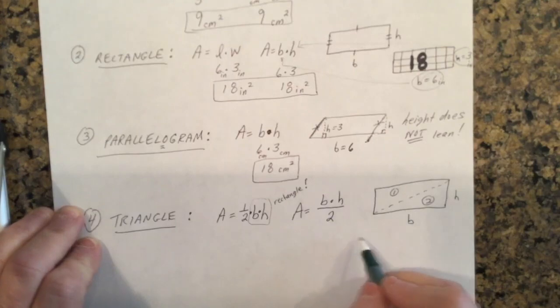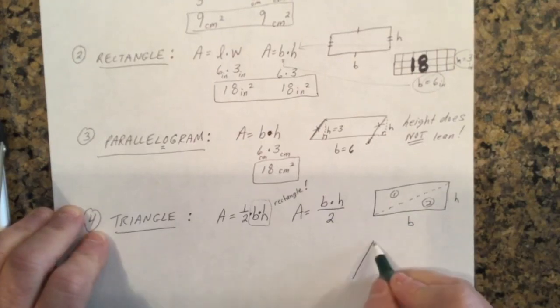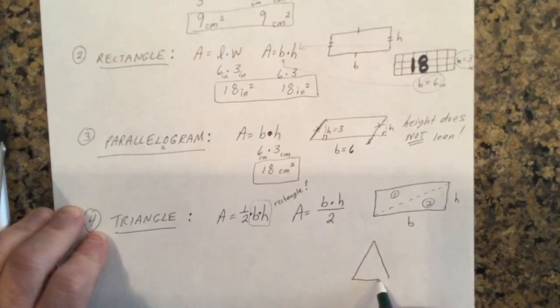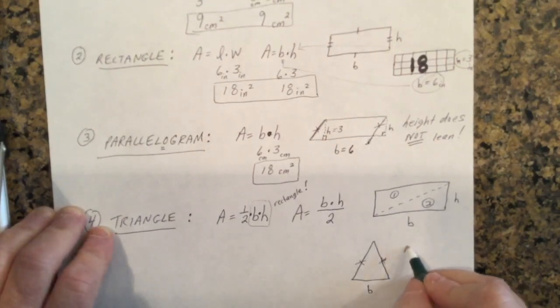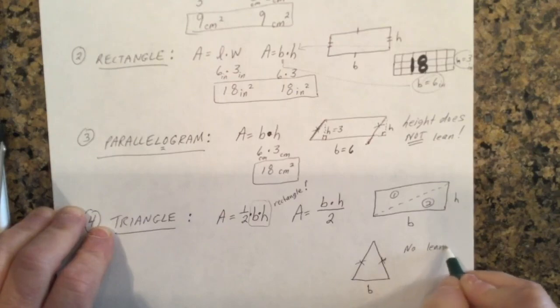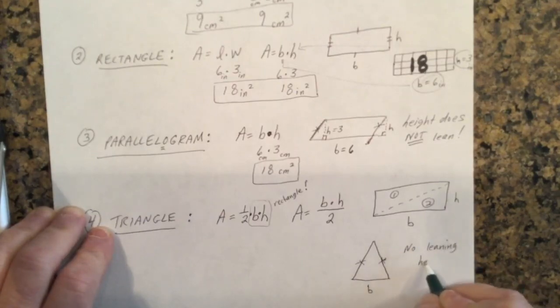Okay, now let's look at one more triangle here, because they don't always look like rectangles. Sometimes they look like this. And of course the base would be on the bottom. That's easy. But remember, you cannot use a leaning height. So you can't use this side and you can't use that side. So no leaning heights.